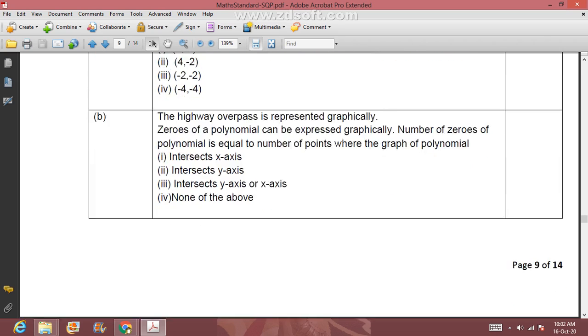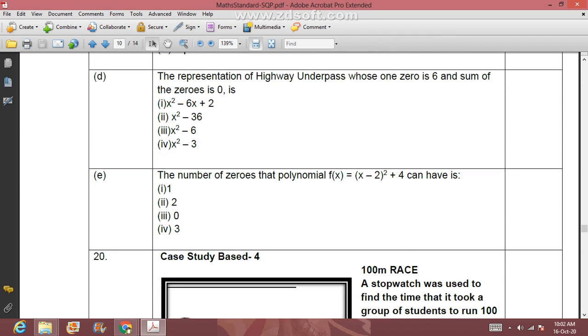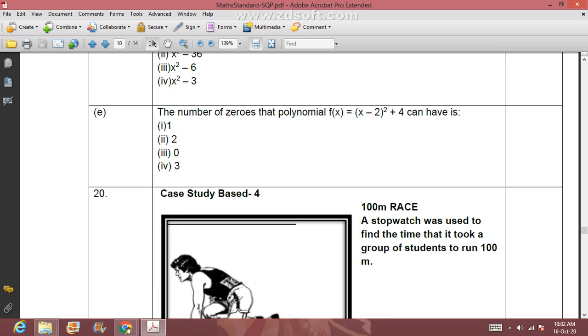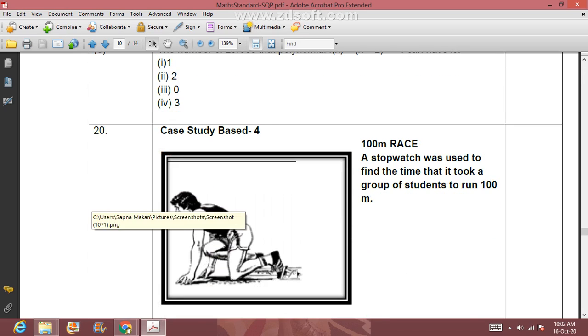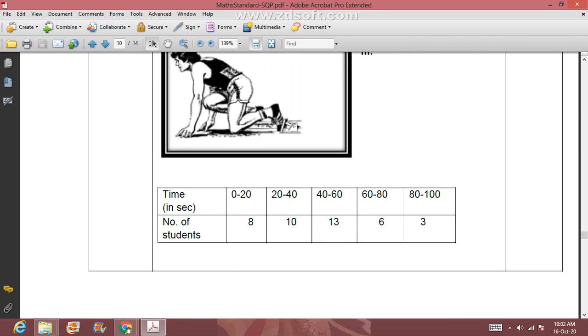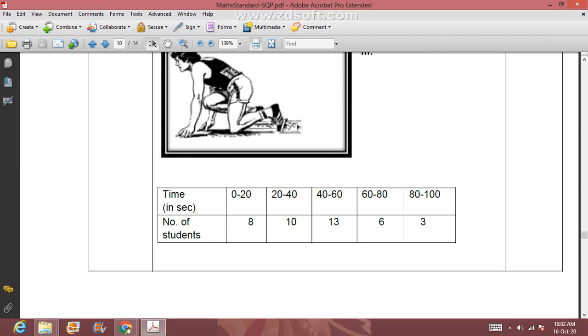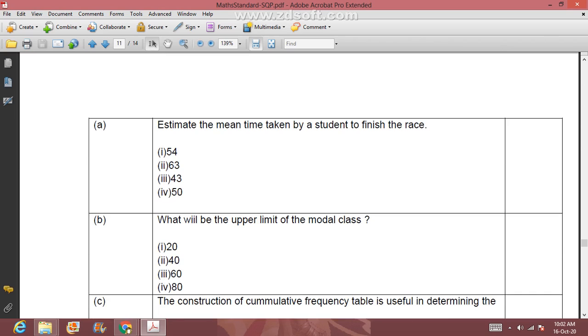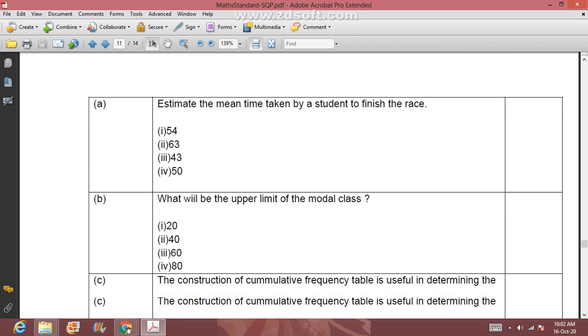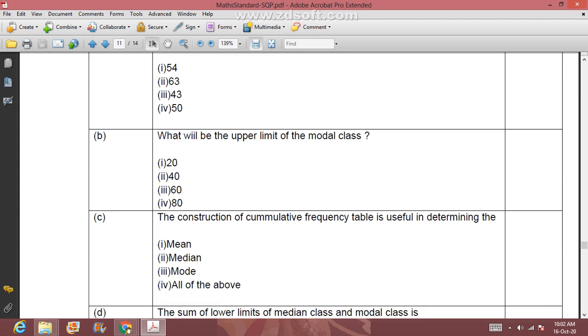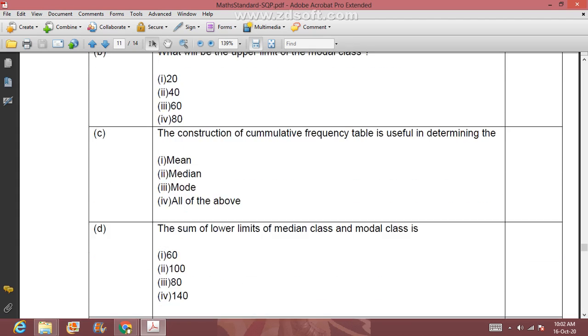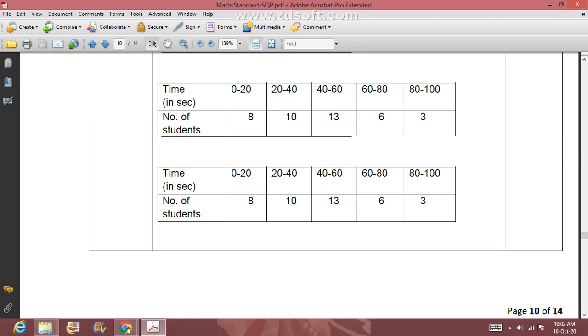So these are some questions, 4 questions on it. Okay. So case study based question number 4. A stopwatch was used to find the time it took a group of students to run 100 meter. So this question is on statistics, chapter number 14. And again on statistics there are 4 questions. Okay. So modal class, mean, mode, median, on these the questions are there, and these are the statistics given here.